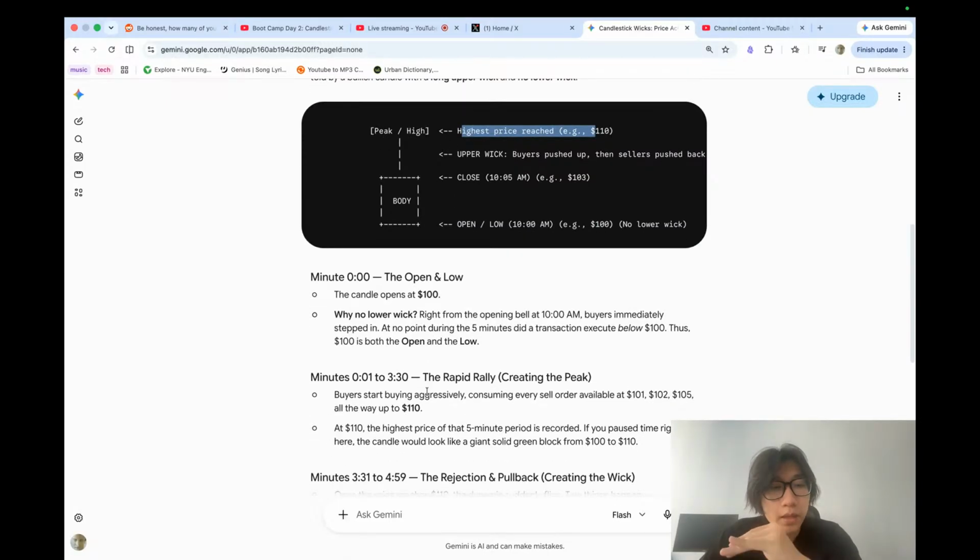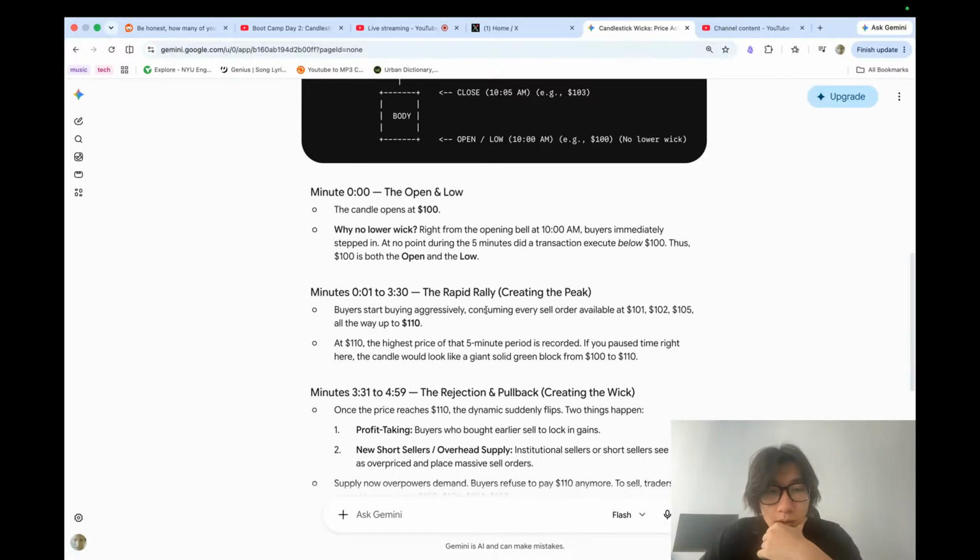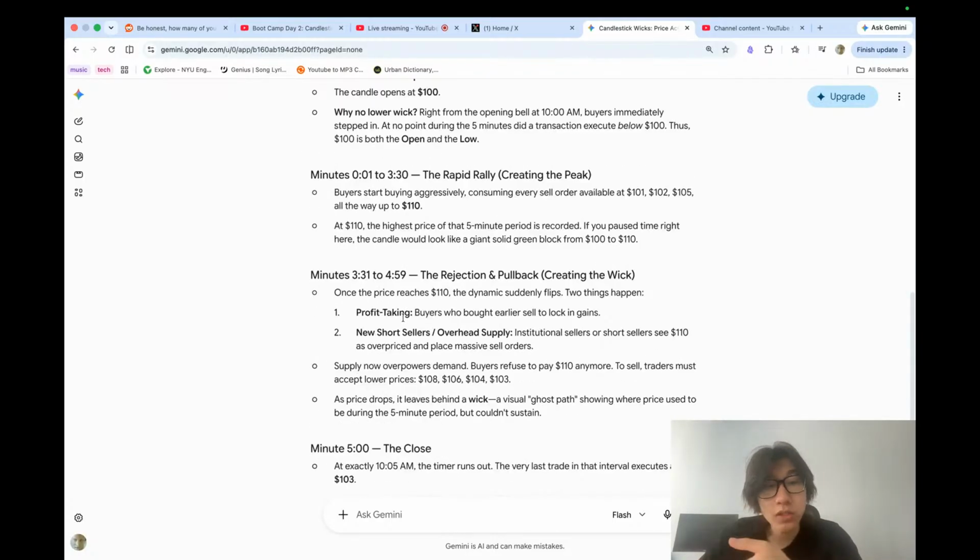Minute zero is the open. The candle opens at 100, with no wick, right from the opening bell at 10 a.m. Buyers immediately step in. At no point in 5 minutes did a transaction execute below 100, so it is both the open and the low. Minutes 0 to 3, buyers are buying aggressively, taking every sell order available and pushing much higher. The highest price of the 5 minute period is recorded. If you paused time right here, the candle would look like a giant solid green block with no wick in it. And at 3:30, all of the selling stops.